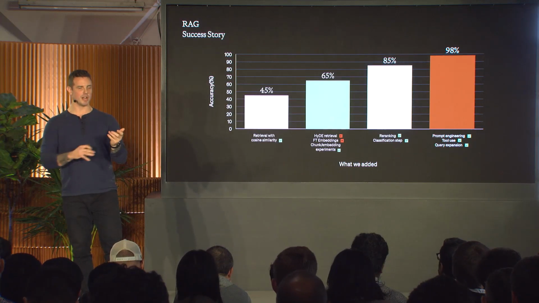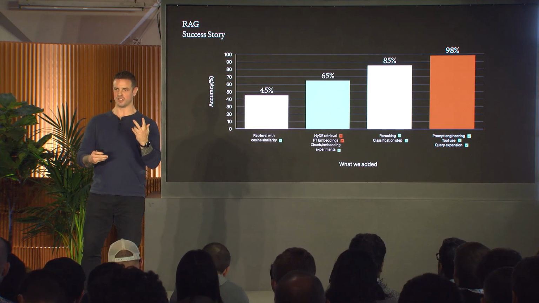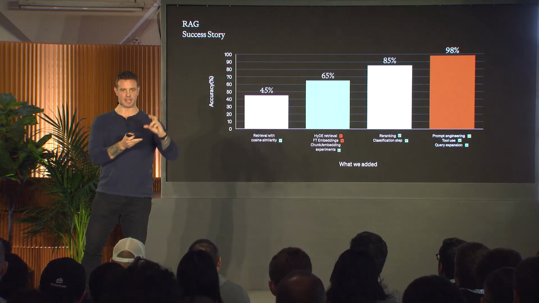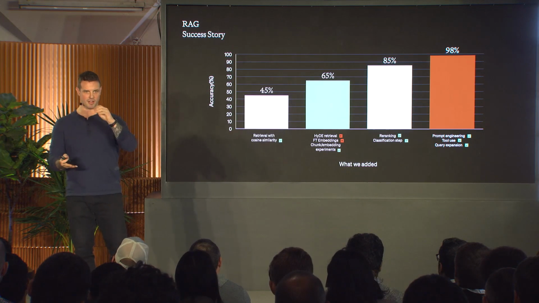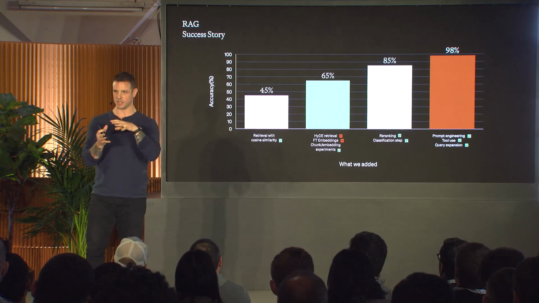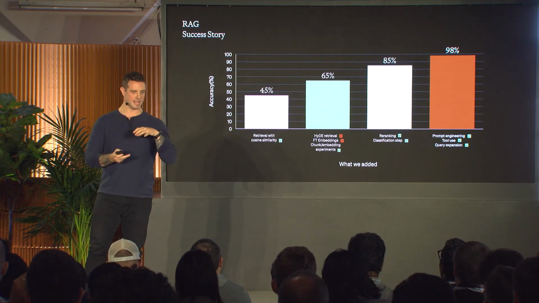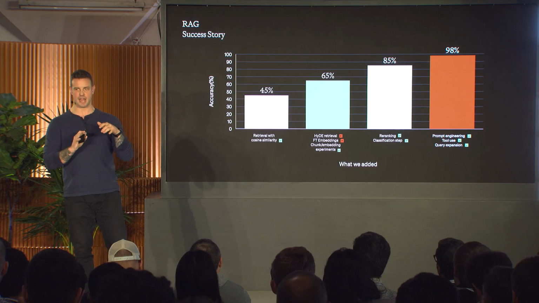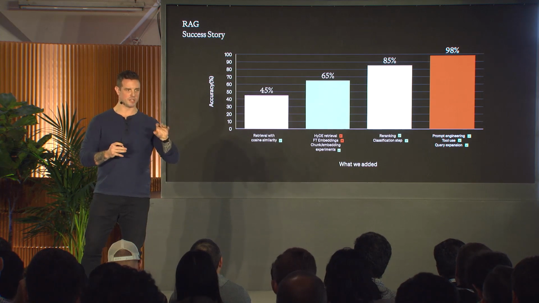And the last thing was query expansion, where somebody asks 3 questions in one, and you would parse those out into a list of queries and then execute those all in parallel, bring back the results, and then synthesize them into one result. And these things together got us to the point where we got to 98% accuracy. And at no point in this process did we use fine-tuning.